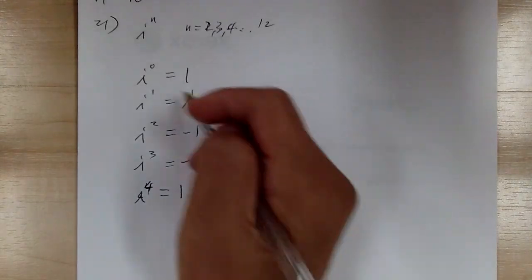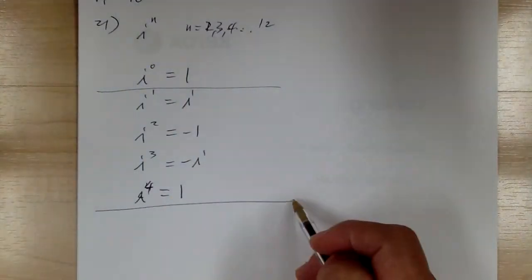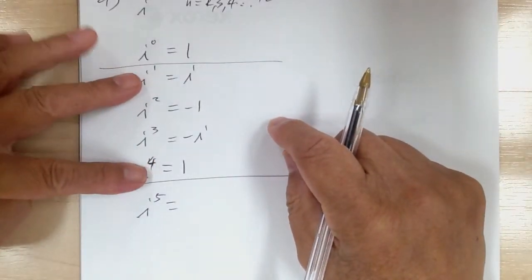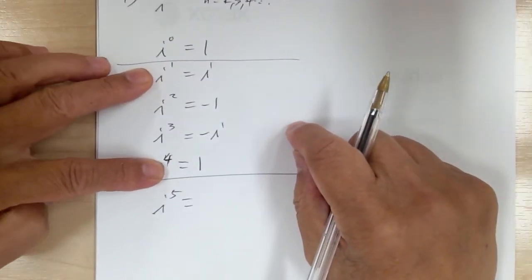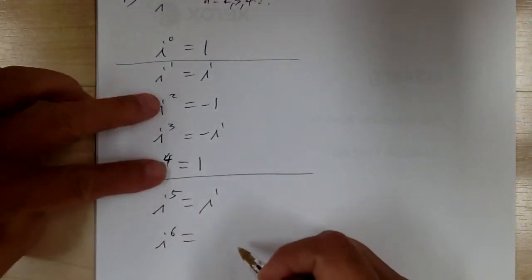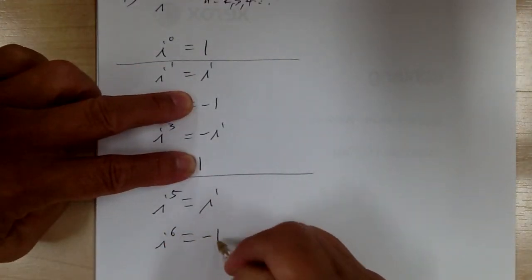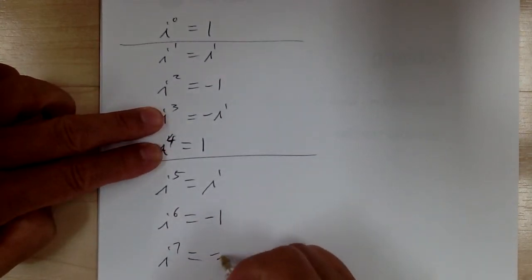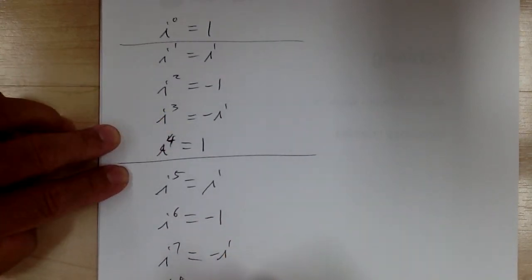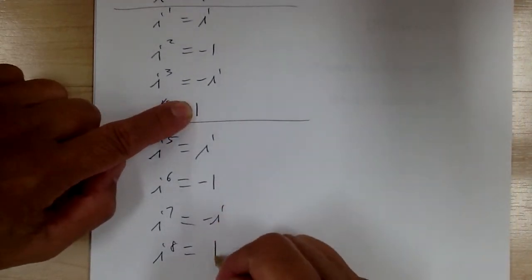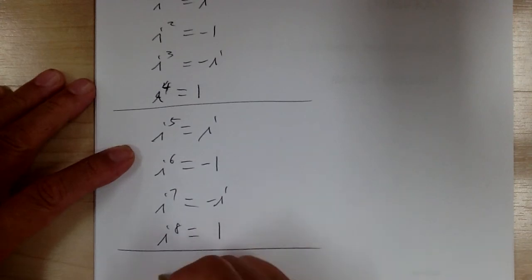And so you can see that the pattern is this over here. So i to the 5 is these two together, and when you multiply these two, it gives you i. i to the 6 is these two together, so it'll be negative 1. i to the 7 multiplies these two together, which is negative i. i to the 8 is i to the 4 times i to the 4, so it'll be 1 times 1, which gives you 1.